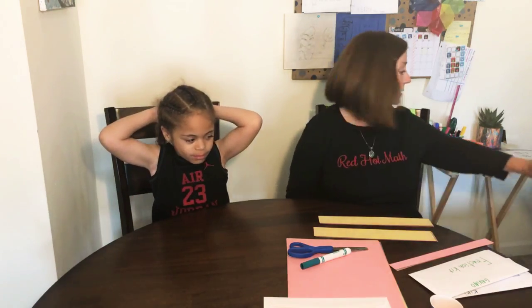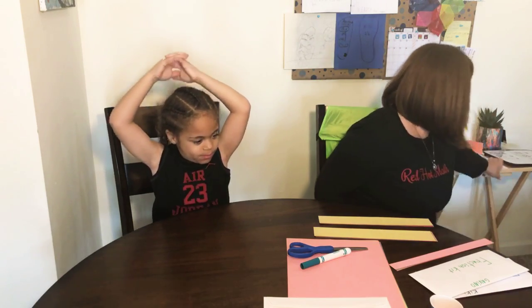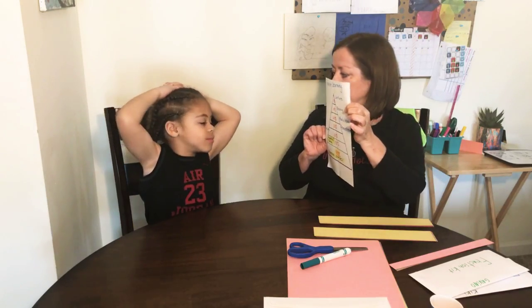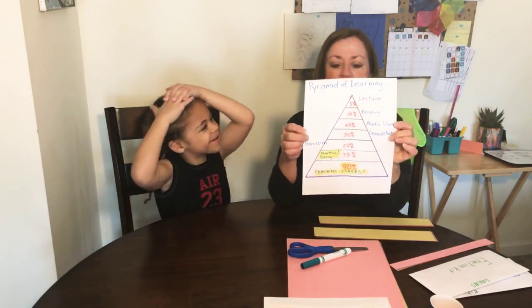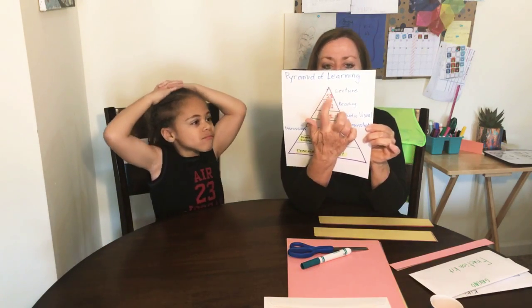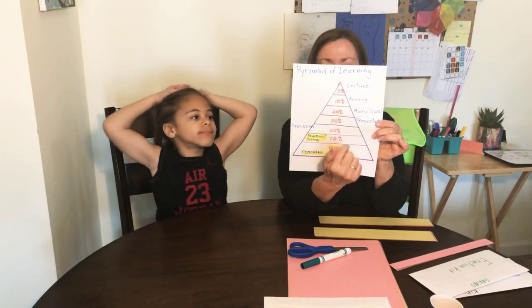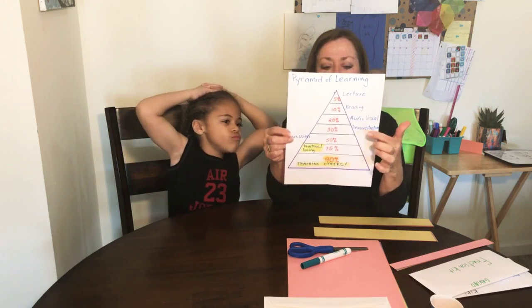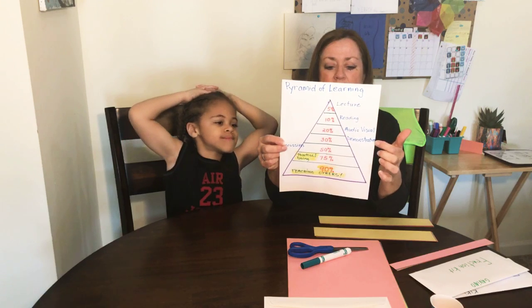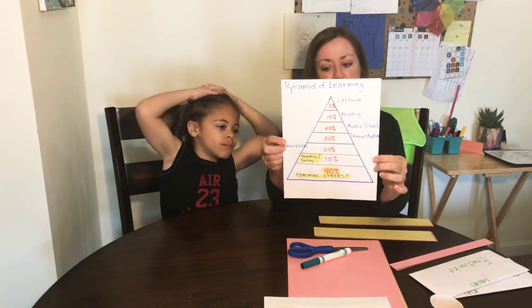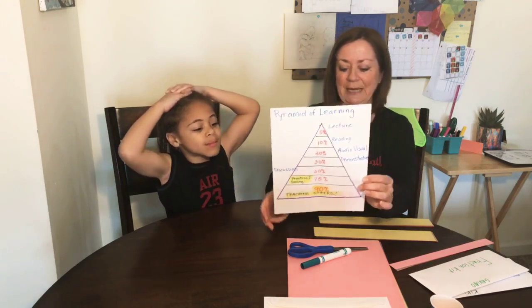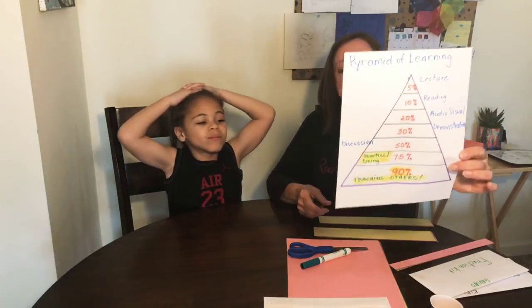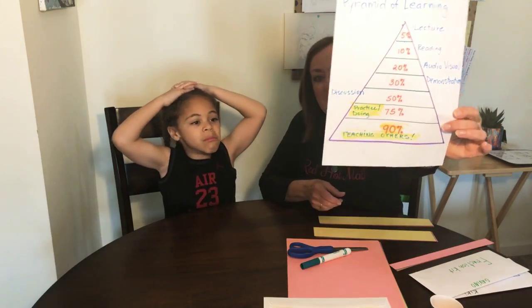Now, there's a second key idea I want to share with you, and that is this thing called the pyramid of learning. Why do you think that's called a pyramid, Gabino? Because it's a triangle. Yeah, it looks like a triangle. And if you notice at the top, it talks about lecture, 5%, reading, 10%, audio-visual, 20%, demonstration, 30%, 50% for discussion, 75% for practice and doing, and then 90% for teaching others.